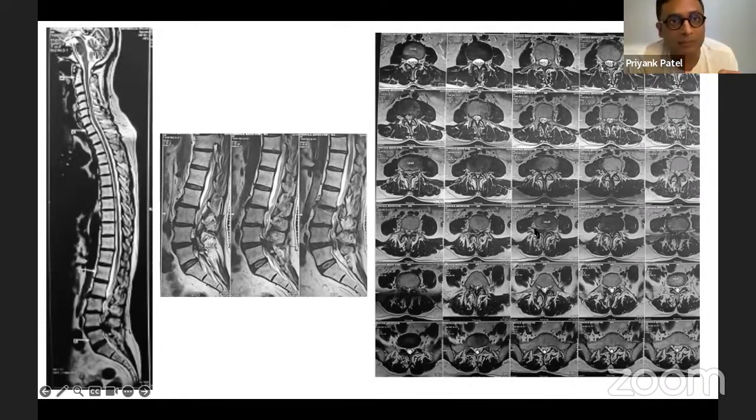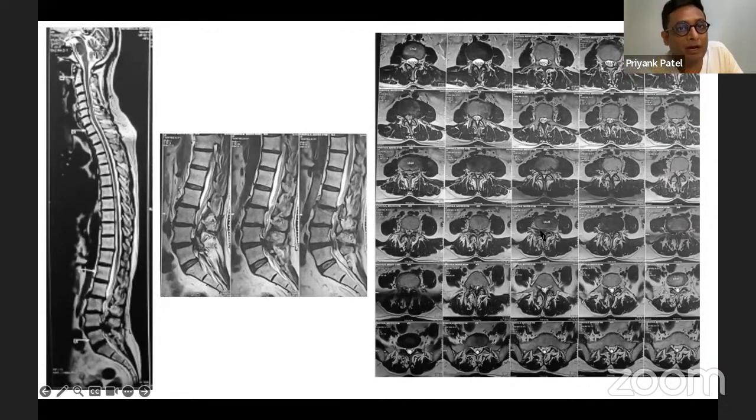You see that there is some crowding on the right side, which means it's either a right-sided facet cyst or a right-sided disc. Remember that in mind because when you're doing the surgery, you want to specifically explore this right-sided route because you're going to find something different than the left side. So that level requires to be decompressed.